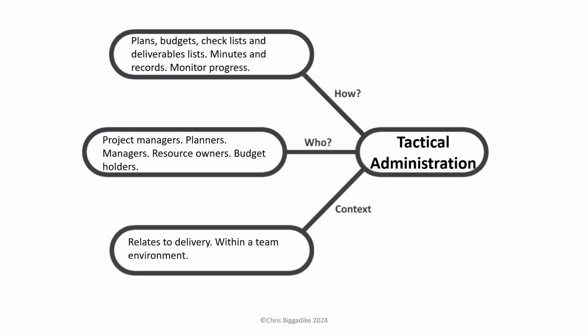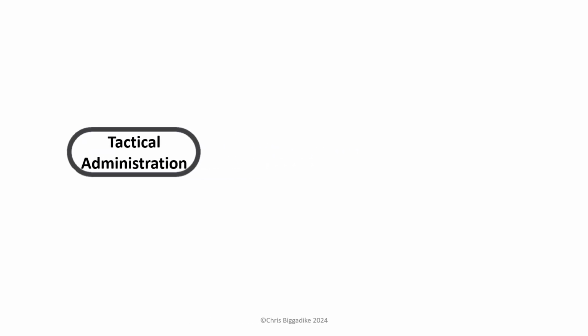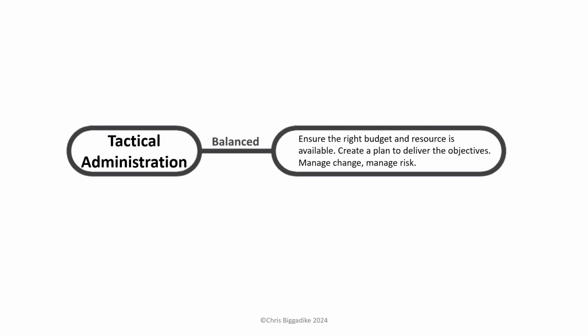The context of tactical administration is delivery. Again, it's a team environment, working hand in hand with enabling leadership. When it's balanced, it ensures that the right budget and resource is available, creates a plan to deliver the objectives, and manages change and manages risk.